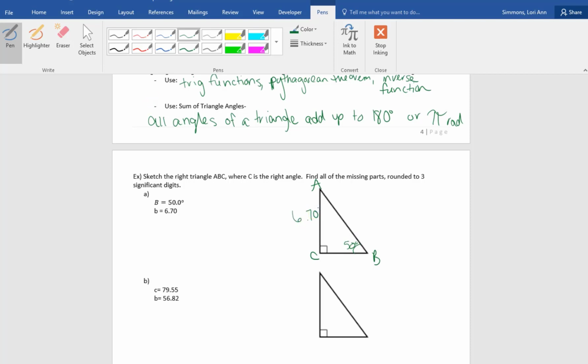So angle A, let's find that. Well, we have 90 and 50. So we're going to take 180 minus 90 minus 50. So angle A is 40 degrees. 3 significant digits, so that's why I'm adding the 0.0 at the end. We want to find side A and side C.